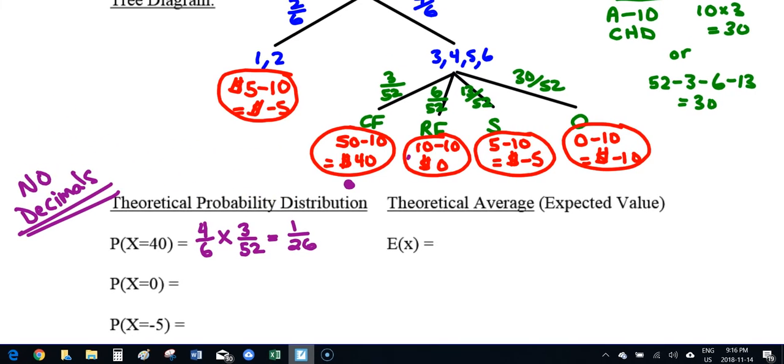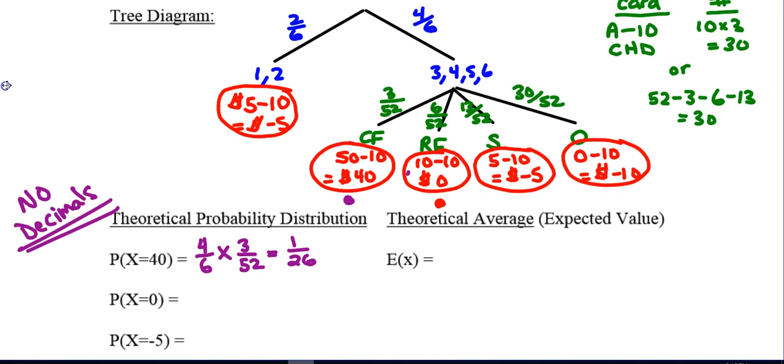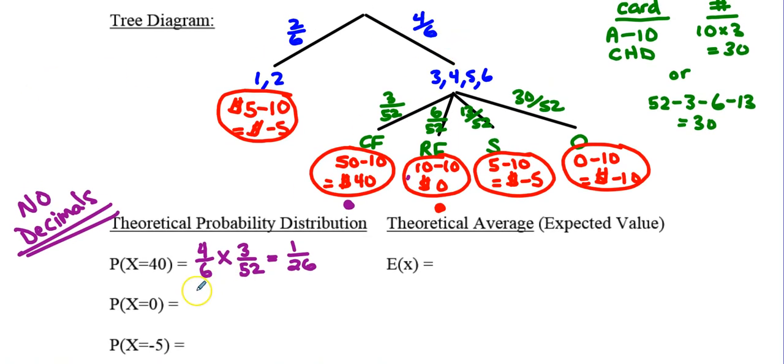So now, the probability of winning $0 is this branch here. So that means we need to roll a 3, 4, 5, 6, which is 4 over 6, and you need to draw a red face card, which is 6 over 52. And in lowest terms, that works out to 1 over 13.